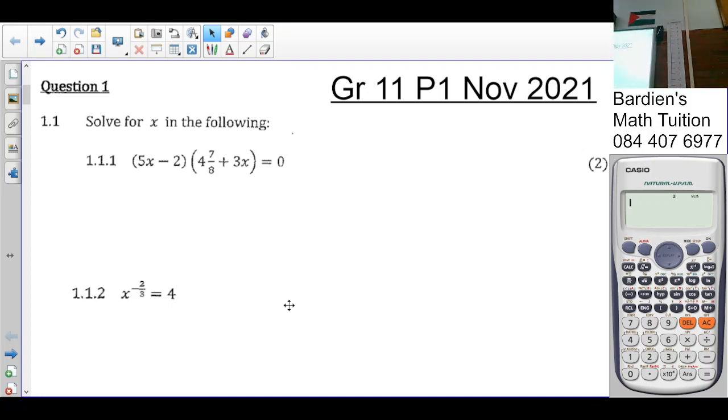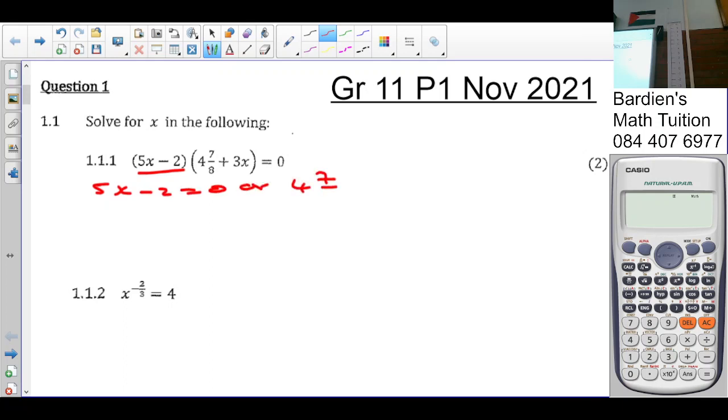In question 1.1, the question says solve for x. So from here, since we have the question already factorized and equal to 0, what can we do? We set each factor equal to 0. The zero factor rule. So we get 5x minus 2 is equal to 0, or 4 and 7 over 8 plus 3x is equal to 0.